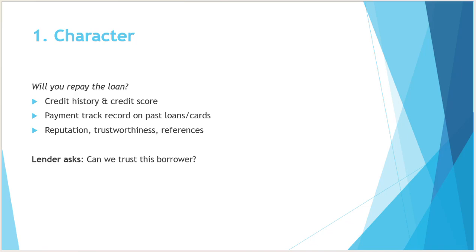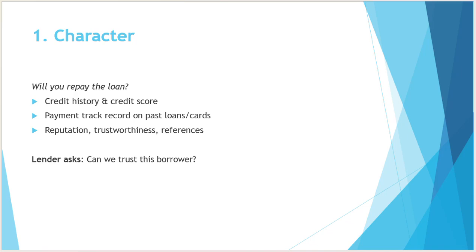And the lender asks, can we trust this borrower? It's the most important thing, guys. The lender will ask himself, can we trust this borrower, and will this borrower repay the principal and the interest rate which we charge? So these are the things we consider in the character of the five C's of credit risk.